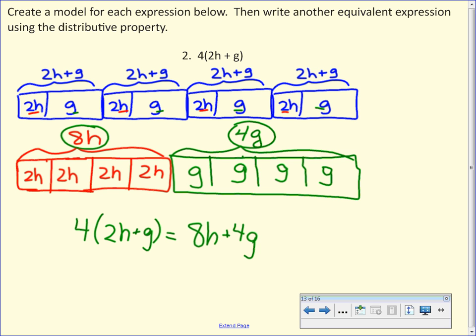How did you get 8? Because I had 4 groups of 2 H's. So if I have 2 H's here, 2 H's here, 2 H's here, that gave me a total of 8 H's. Good question. Thank you for asking that. Anybody else have a question?